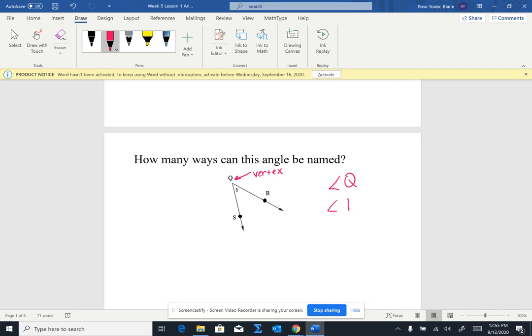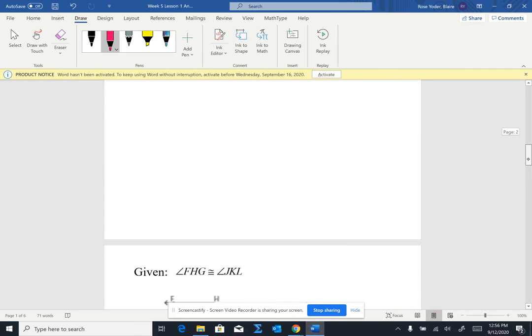Here's the most common ways to name them, though. You use 3 letters, and that vertex letter has to be in the middle. So there's 2 options. You could either call it SQR or RQS. But notice for both of those, that letter Q, that vertex is in the middle. So that's the most important thing. So that's one really key idea when it comes to talking about angles.